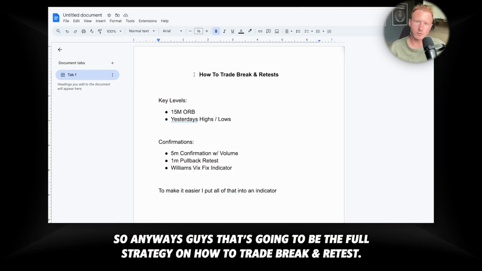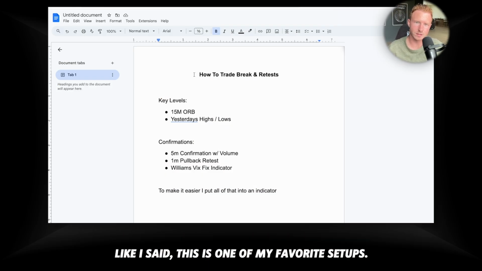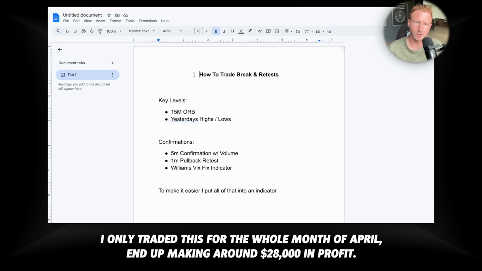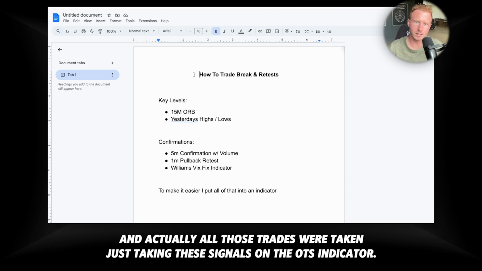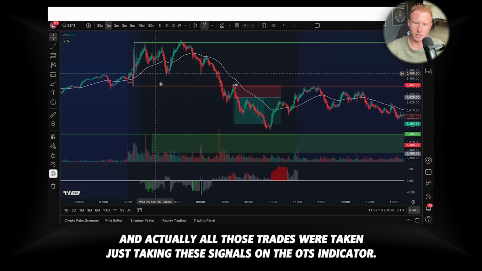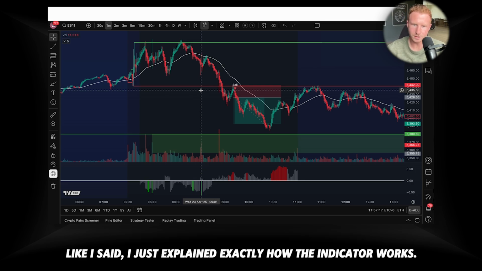So anyways, guys, that's going to be the full strategy on how to trade break and retest. Like I said, this is one of my favorite setups. I only traded this for the whole month of April, ended up making around $28,000 in profit. And actually, all those trades were taken just taking these signals on the OTS indicator. Like I said, I just explained exactly how the indicator works.